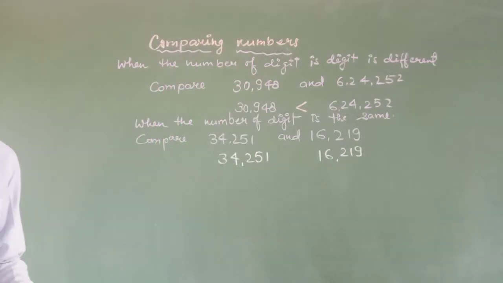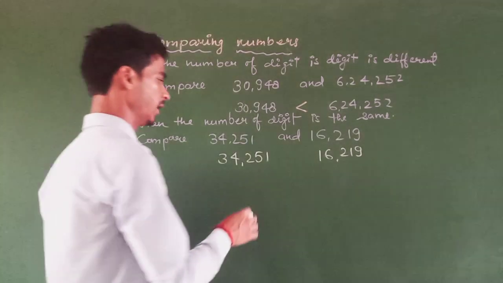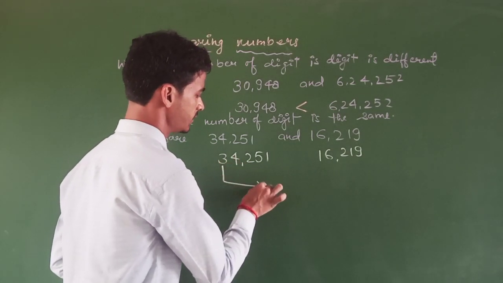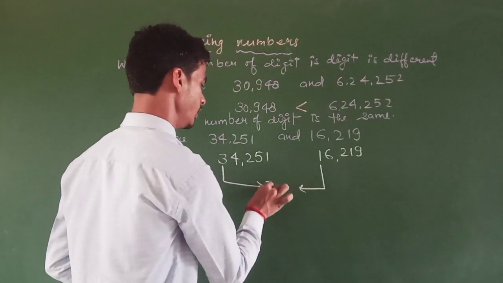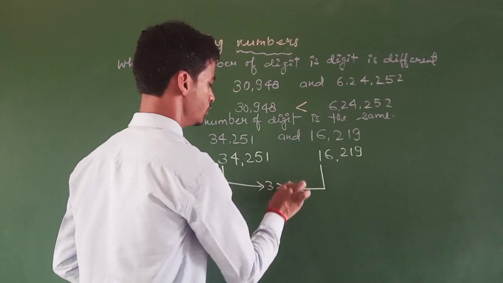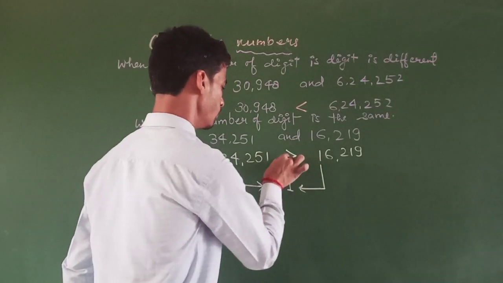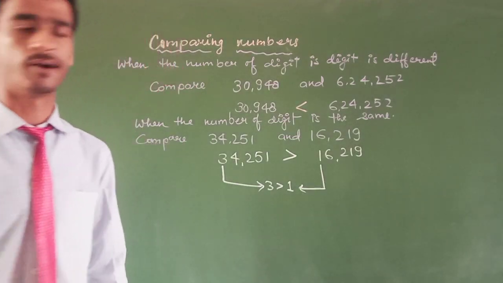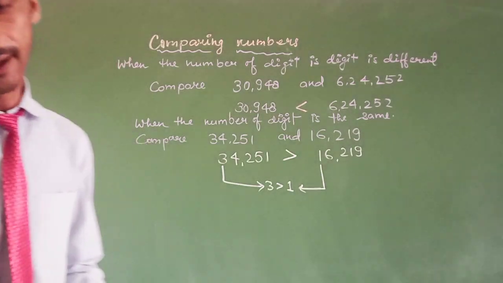When the digits in the extreme left place of both numbers are the same, we move on. Firstly, we have to compare the 10,000 places, that is 3 and 1. So we can say that 3 is greater than 1. So 34,251 is greater than 16,219.